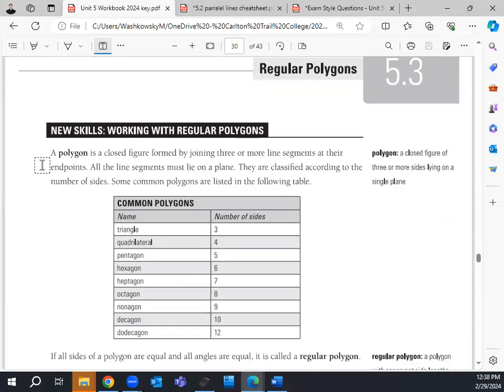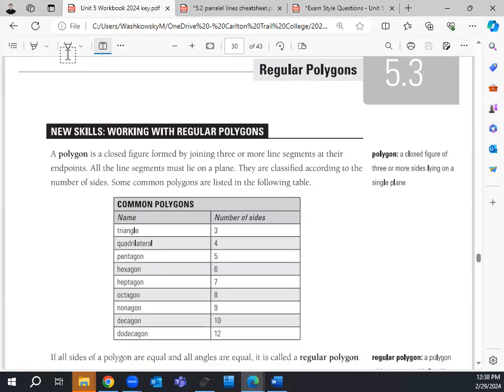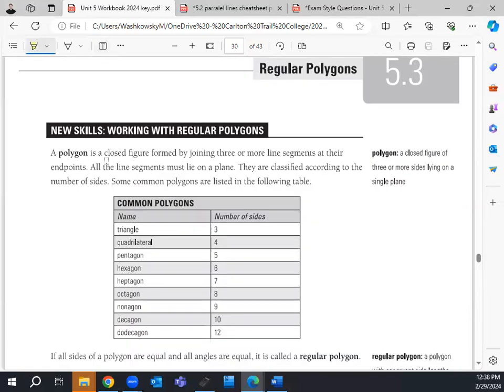Okay, so we're going to start with this. We're now looking at regular polygons. Basically, a polygon is the fancy word we use for a closed figure formed by 3 or more line segments joined at their endpoints. A polygon is a shape, okay? All those segments must lie on a plane. They're classified according to the number of sides. So a polygon's just a shape. It's really what it is, right?